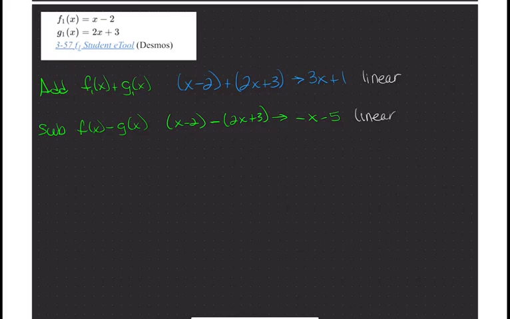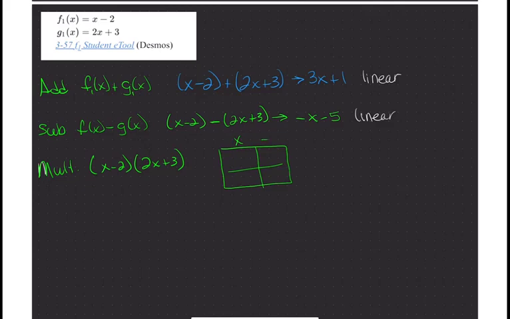Then they want us to multiply. So to multiply, they want us to do x minus 2 times 2x plus 3, right? So options, you can use your distributive property and make sure you're sharing with everybody, or we're going to do the area model.